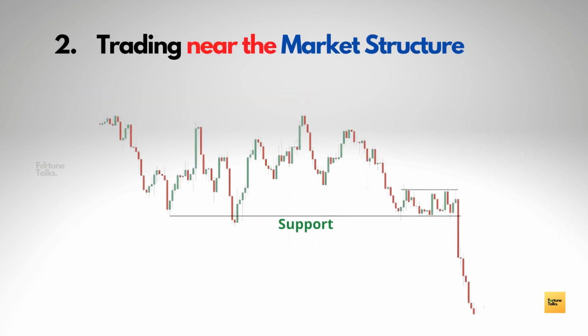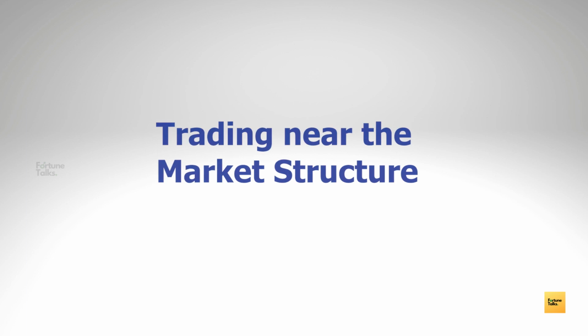So you can place similar entries and exits for a downtrend with proper modifications. Moving on to the second strategy, which is trading near the market structure or an area of value.